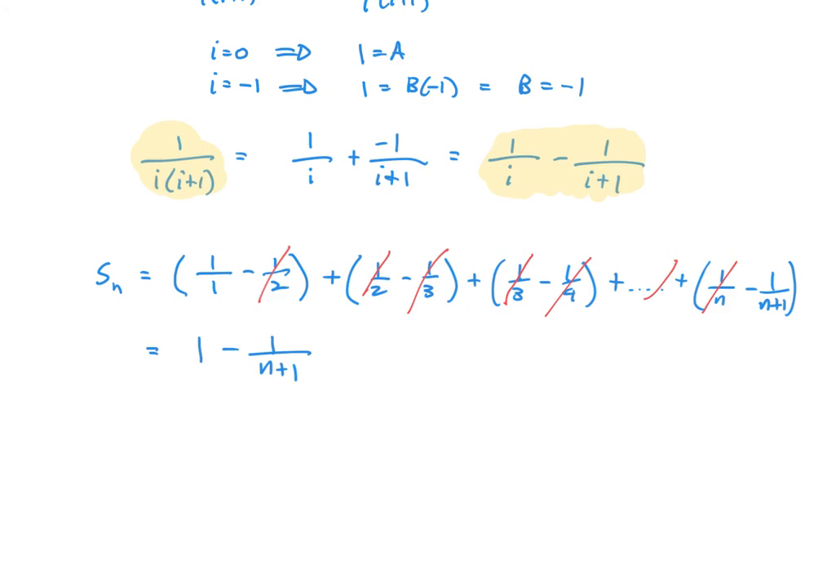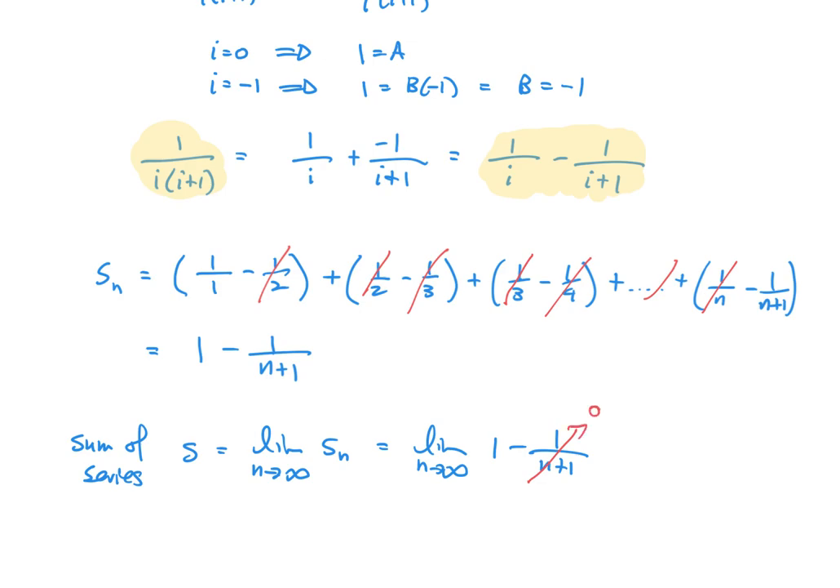Okay? So now we know that the sum of the series, S, is going to be equal to the limit as n goes to infinity of the nth partial sums. And this is going to equal the limit as n goes to infinity of 1 minus 1 over n plus 1. Now as n goes to infinity, this second fraction is going to go to 0. So in the end, we get that the sum of our series is just 1.